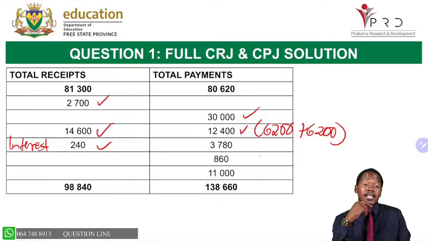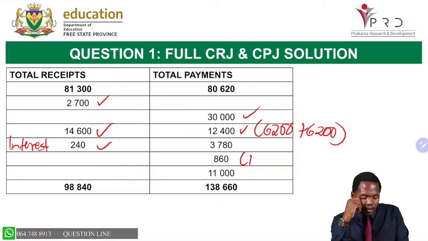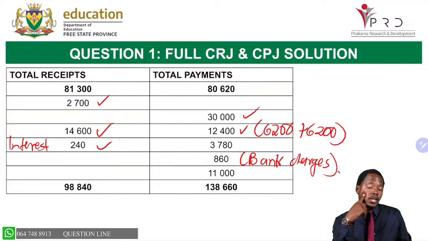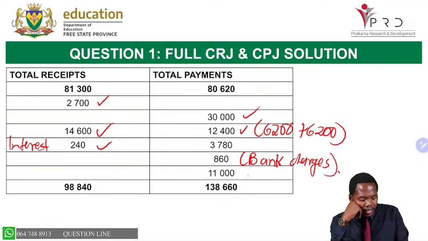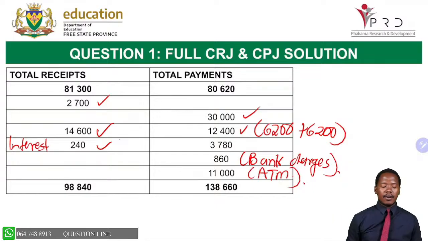And then we had 3,780, which was the EFT not recorded. And then 860, which was our bank charges, 540 plus the amount for cash deposit fees. And then also we had this ATM withdrawal amount of 11,000.